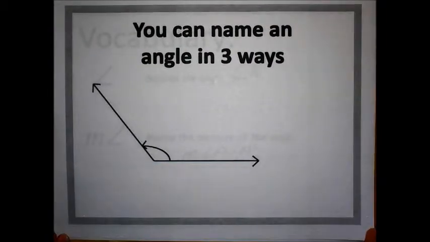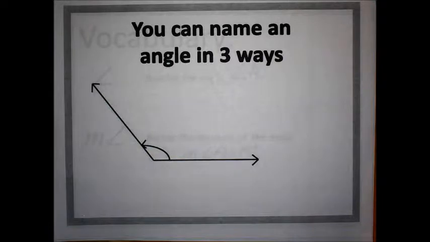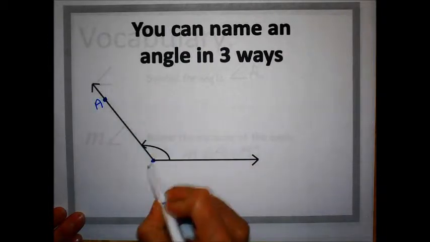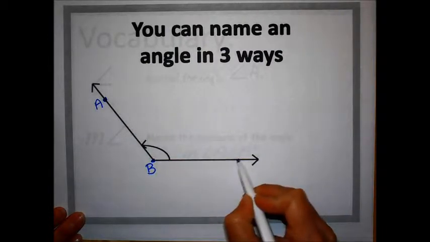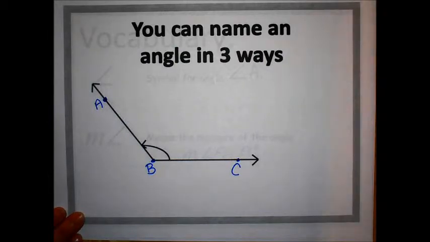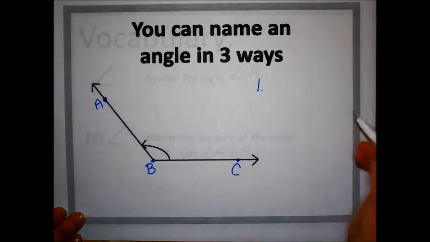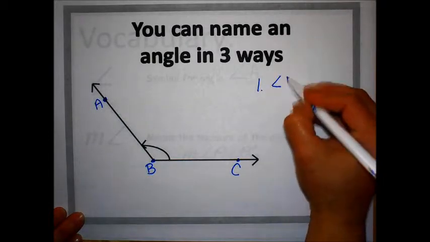The first thing we're going to be doing today is naming an angle, and you can name an angle in 3 ways. Please draw this angle into your journal, and let's label it. I'm going to put a point A, point B, and point C. The first way that I can name an angle is by its vertex point. Remember, the vertex is where the 2 rays meet. So one way to name this angle is angle B.